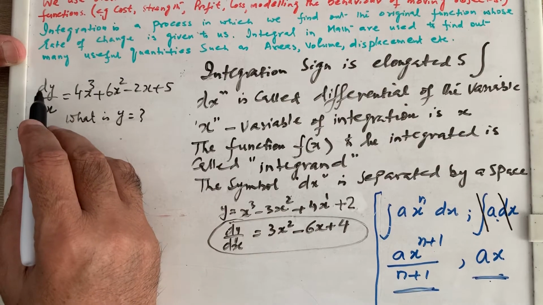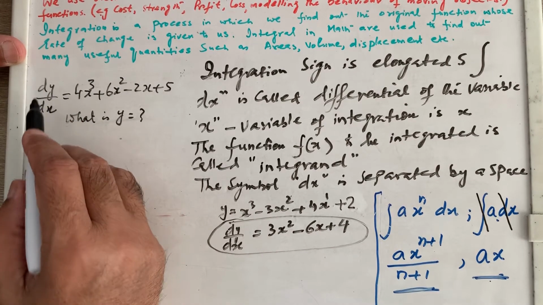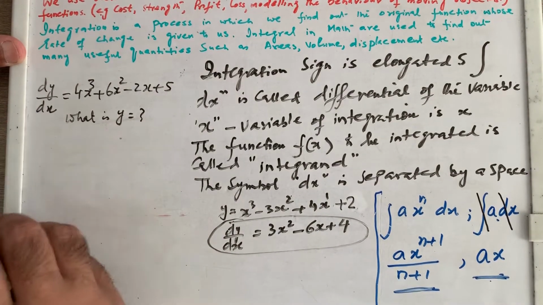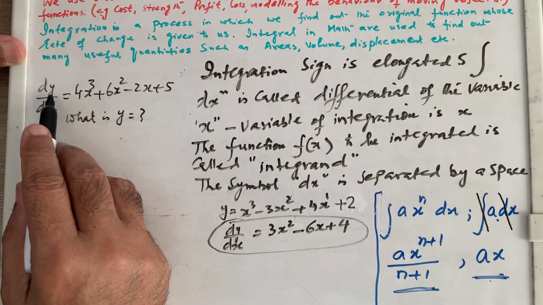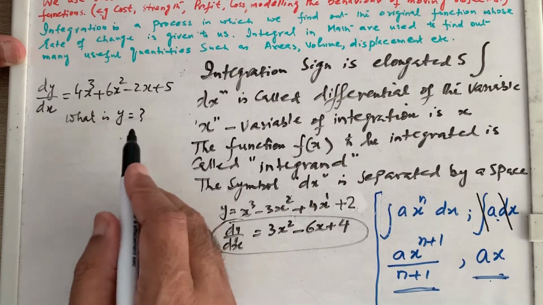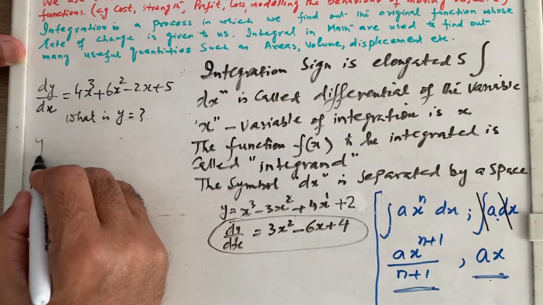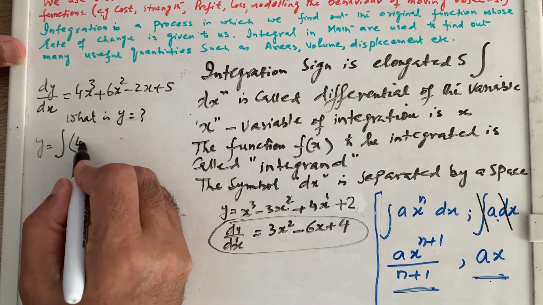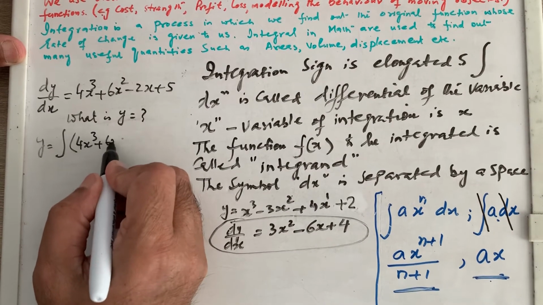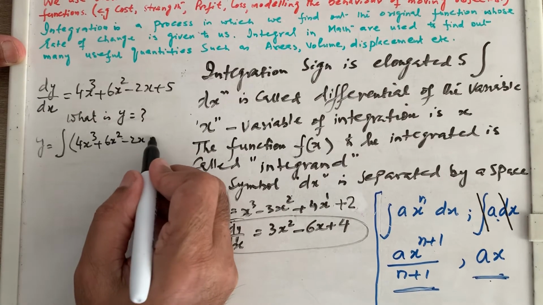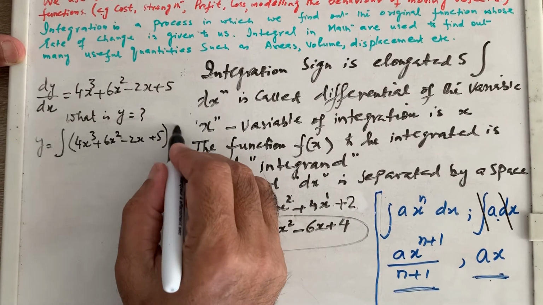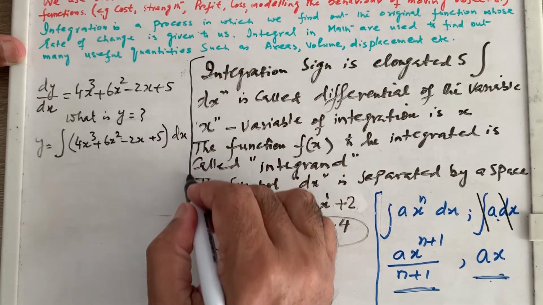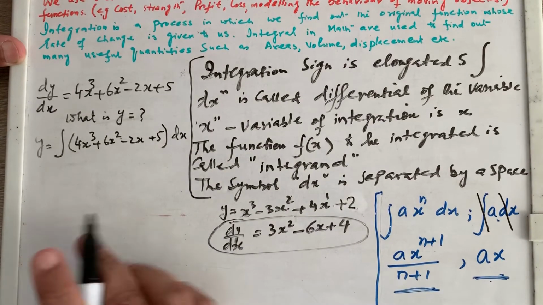What is left? The integration cancels because it is the inverse function of dy by dx, as here. So dy by dx cancels with integration and we are left with the original function y. Sometimes the question is just what is y, and what is y means we have to integrate. So y is equal to the integral, put the bracket because there is more than one term, of 4x cube plus 6x square minus 2x plus 5, bracket close, and dx. So this was my literature, the definitions and other things which you need to remember.